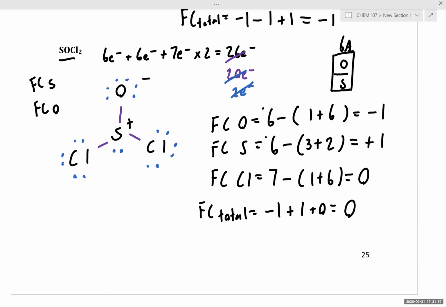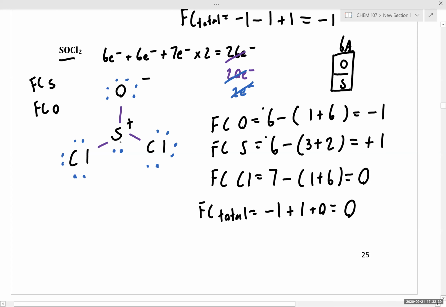Any other questions that I can address on this example? Where do you get the 1 and the 3 from? From which? From the first one where it's 6 minus and then the 1. So the 1 is the number of bonds to the indicated atom. So for oxygen, there's 1 bond to oxygen, and the 6 is lone pair electrons. Does that make sense? Yes. So then for the second one, there's 3 because there's 3 bonds. Yep. Exactly right. And awesome. Thank you. Because there are 2 lone pair electrons.